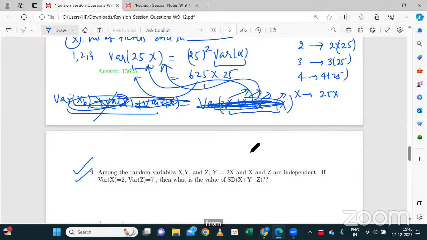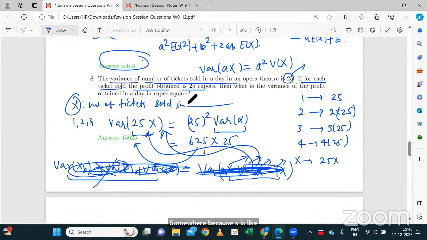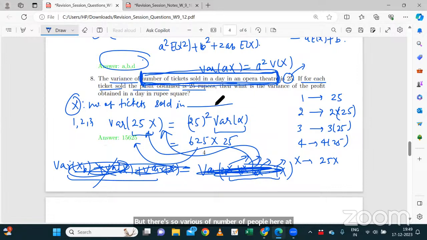Sir, I didn't get the question at all, but isn't it like variance of variance happening somewhere, because X is like variance, right? X is not a variance, X is your random variable. The variance in this case is 25, so this whole is your random variable. Variance of the number of tickets, where your random variable X is the number of tickets.